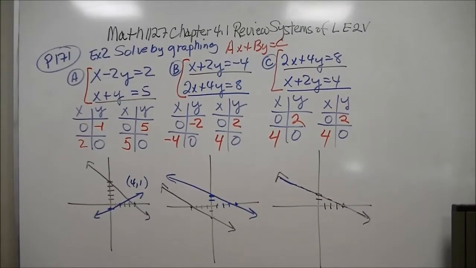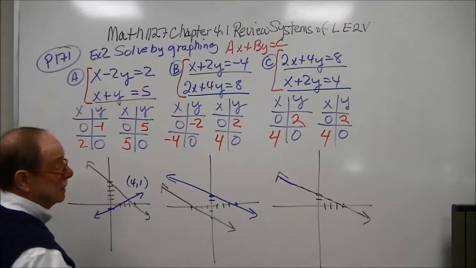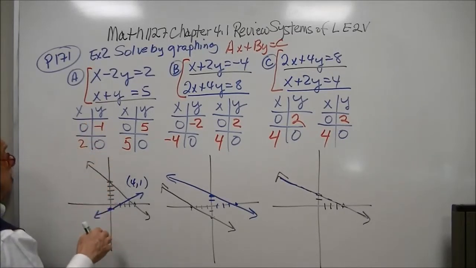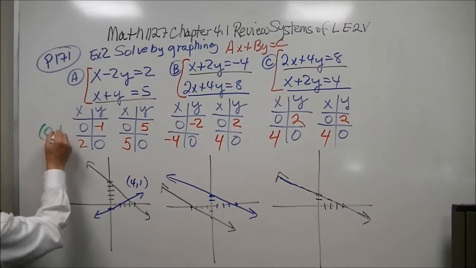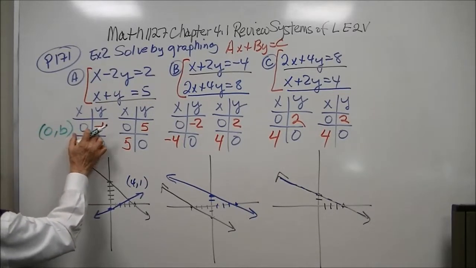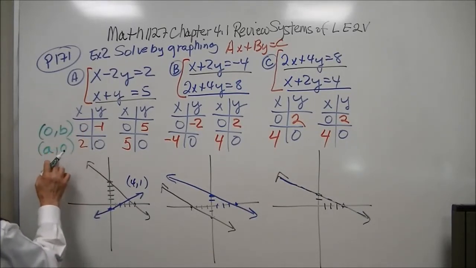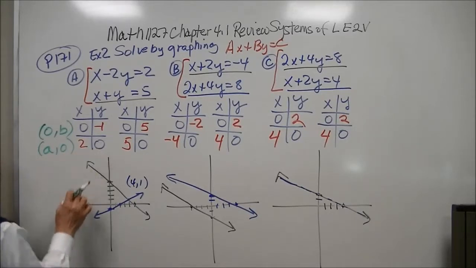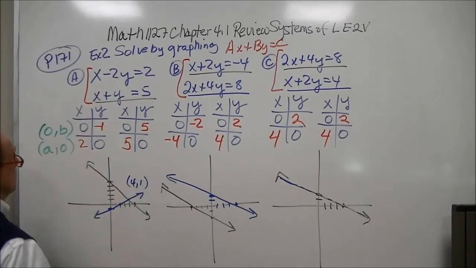Our results for example 2 are rather interesting. So I filled in the chart, and we've already practiced, hopefully, how to fill it in. To get your y-intercept, remember, is 0, b. That's where your line will go through the y-axis. And this is going to be a, 0, where your line will go through the x-axis. So this is the y-intercept. This is the x-intercept, and I color-coded them for you as well. This one is blue.